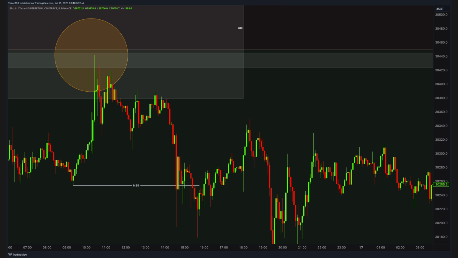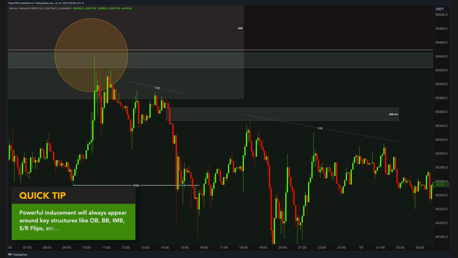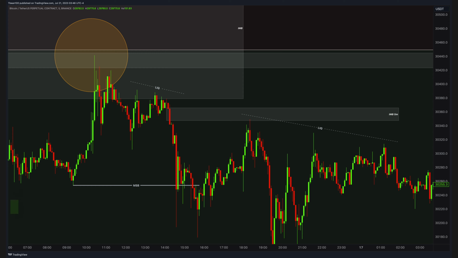Here, price shifted downwards after the internal structure break. And it left this mostly unfilled imbalance above. There were also many open liquidity around this imbalance. Remember, liquidity around key structures like order blocks, breaker blocks, and imbalances are powerful inducements. Never forget it. Now, let's look at the right part and how the price reacted there.